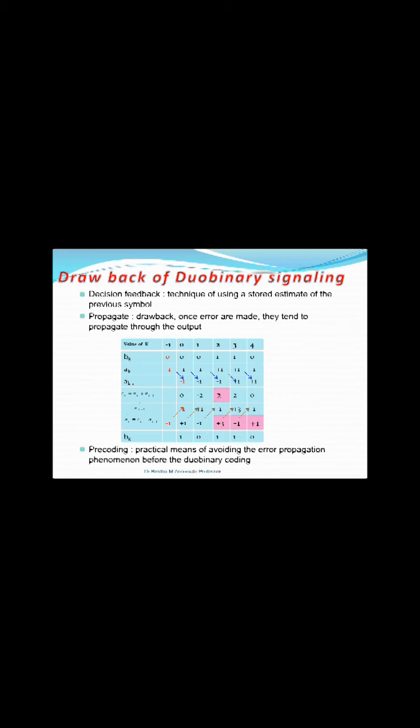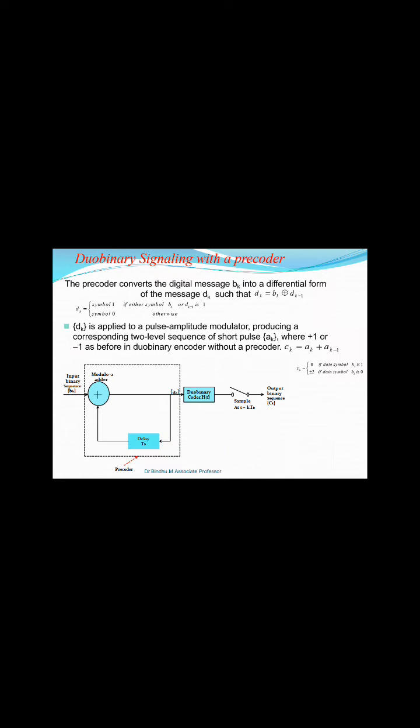Overcoming this error is possible by using a method called precoding, a practical means of avoiding the error propagation phenomenon before doing the encoding technique. So a circuit is introduced before the duobinary encoder circuit. How does it look? This is the duobinary signaling with the precoder element.